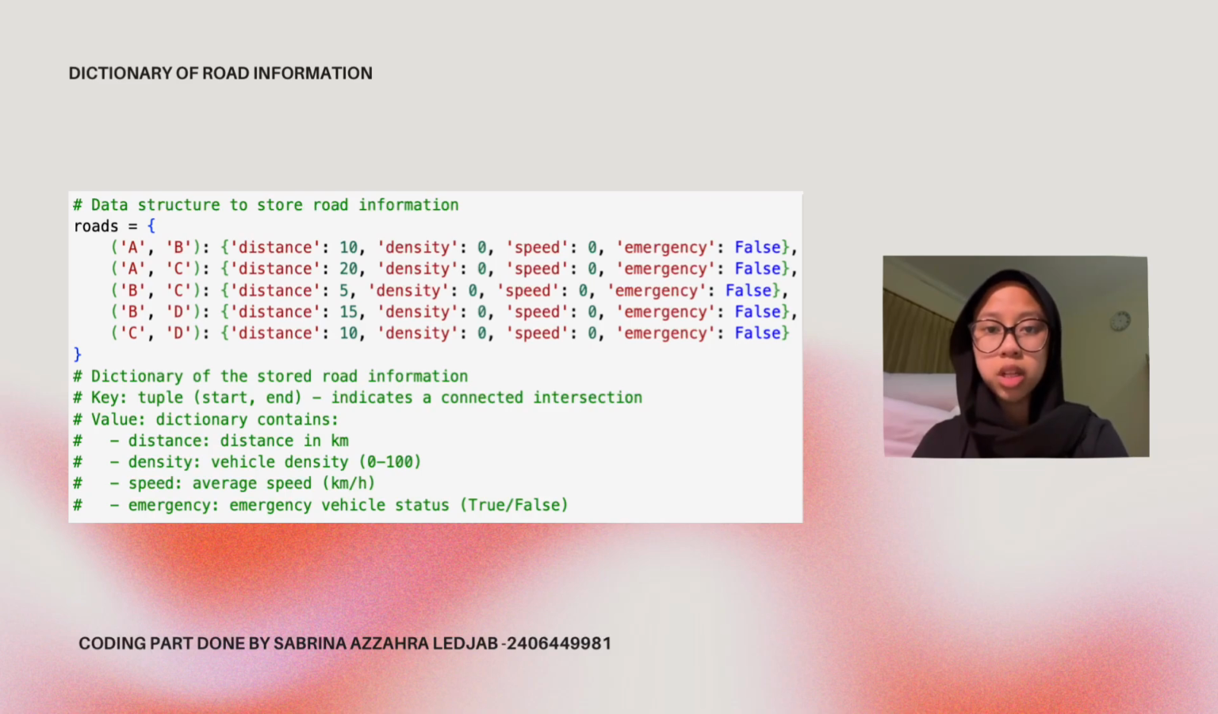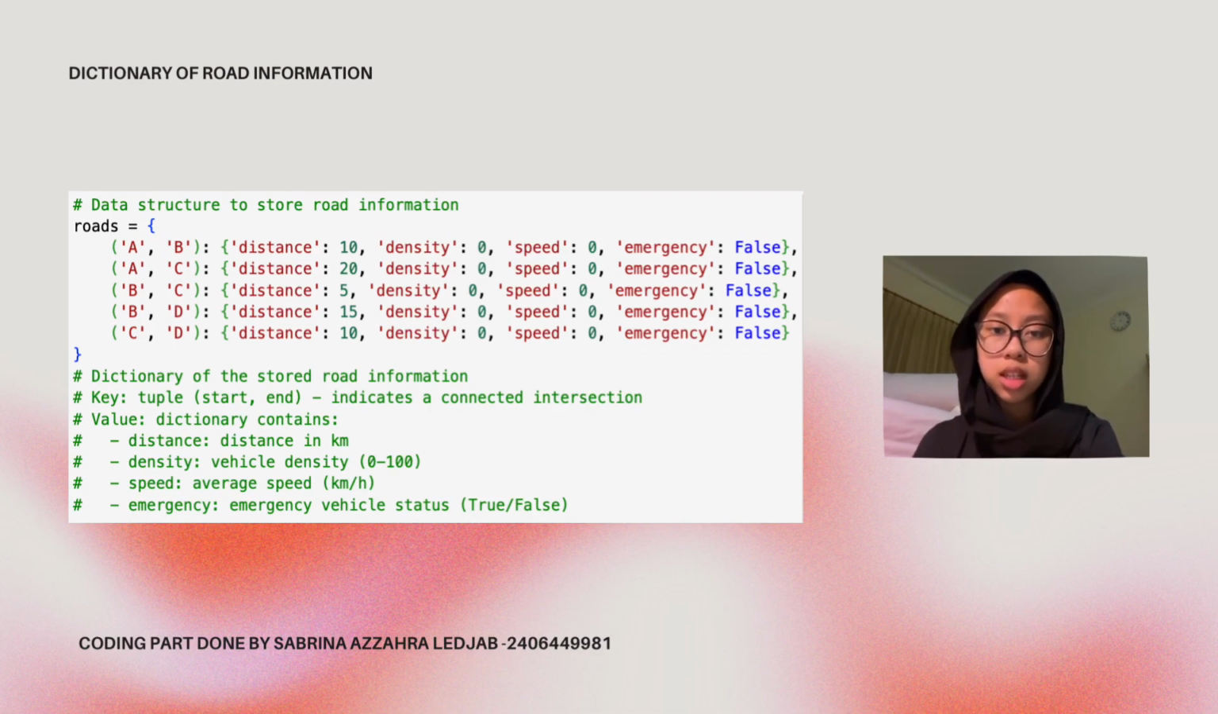First of all, let's start by looking at the overall structure of the code. At the heart of the system is a dictionary called roads. This dictionary stores information about each road connecting two intersections, for example from A to B or B to C. Each entry includes useful data like the distance in kilometers, the traffic density on a scale from 0 to 100, the average vehicle speed, and whether there's an emergency vehicle on that road or not. This data helps us simulate traffic in a realistic way and allows the system to make smart decisions about route planning and traffic light timings.